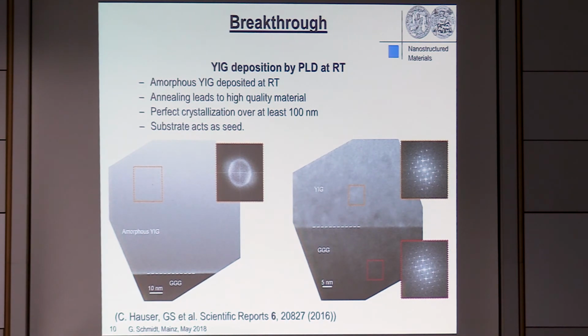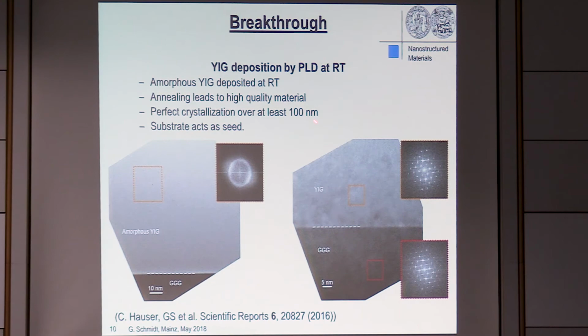For us it was a kind of breakthrough because we managed to deposit YIG by PLD at room temperature, and in this case we basically deposit amorphous YIG. And then we anneal the material. So here you can see this is before the annealing. It's more or less amorphous, as the Fourier transform is showing. And if you anneal it, you get very high quality material. And we were not able to find any defects, not even at the substrate interface. So this seems in principle perfect.